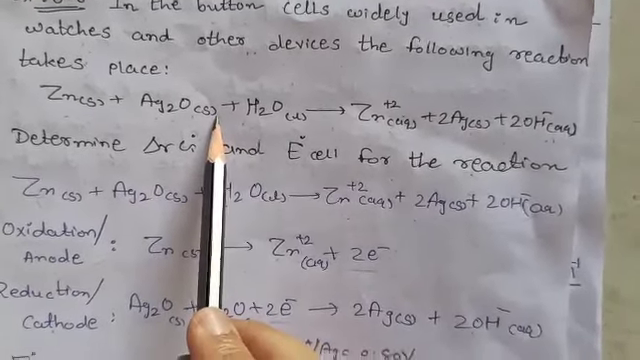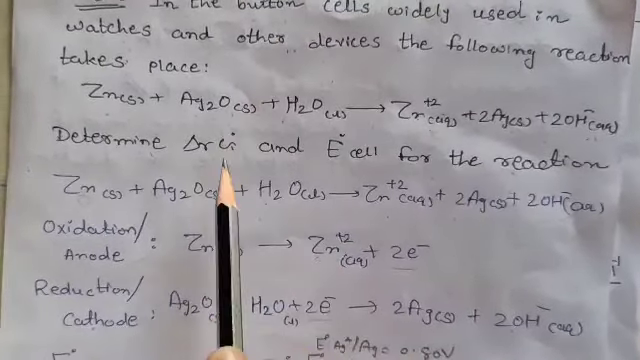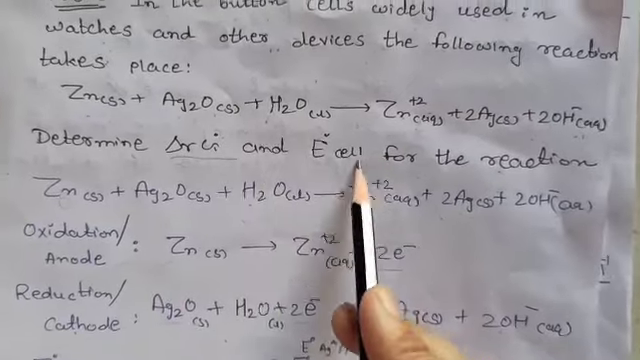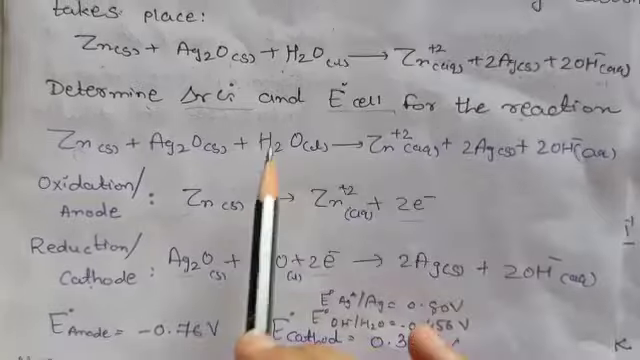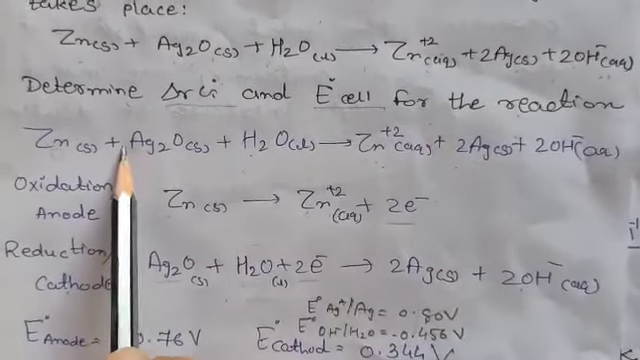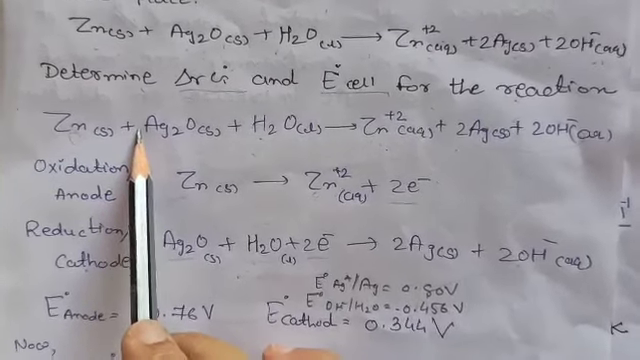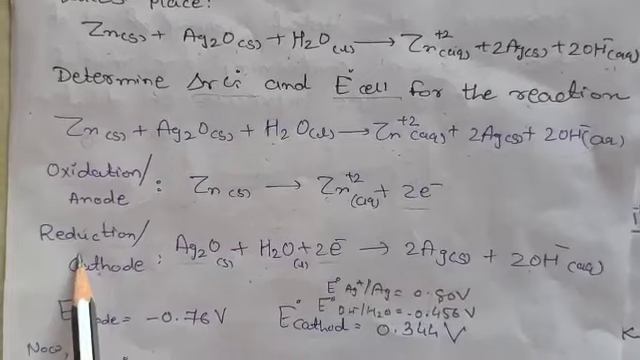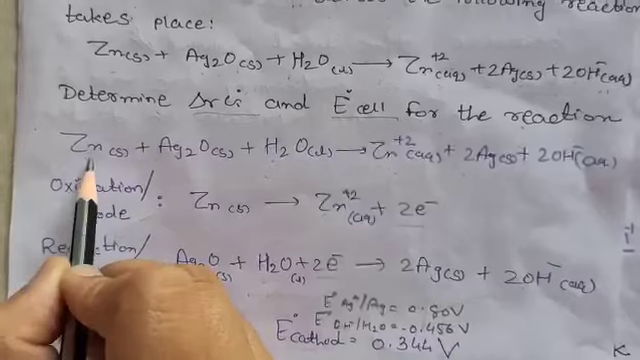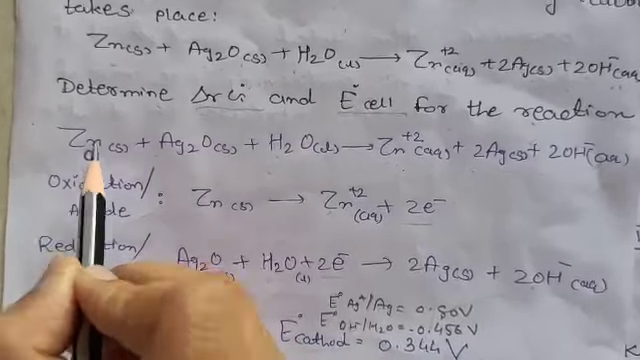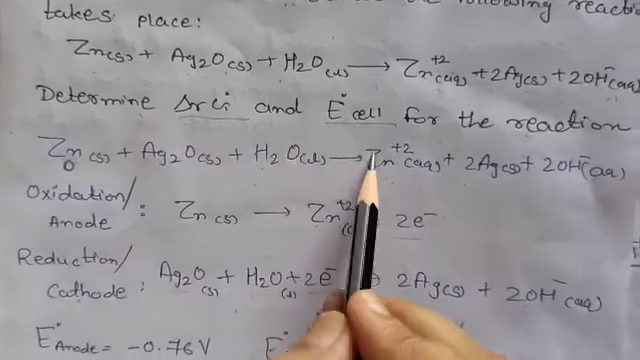Here the reaction which occurs in the button cell is given, and for this reaction we have to find out the Gibbs energy and standard electrode potential, right? Now write the equation. Any cell reaction can be divided into two half reactions, right? One is the oxidation half and the second is the reduction half. In this reaction zinc is oxidized, because the oxidation number of zinc is 0 and here it is plus 2, so zinc is oxidized from 0 to plus 2.